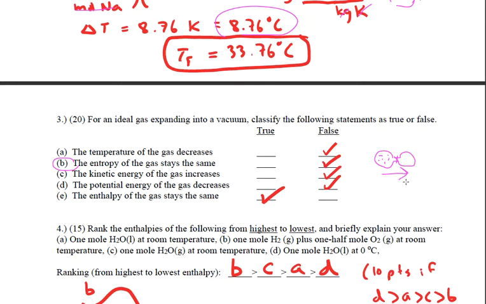And just a reminder, you can create higher entropy by having the molecules more spread out and having more particles, and the highest entropy is gas, followed by aqueous, followed by liquid, followed by solid.